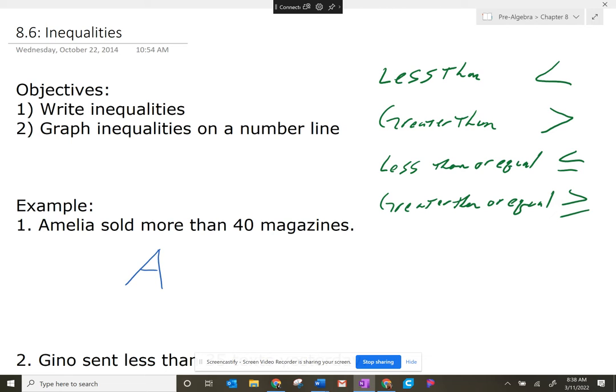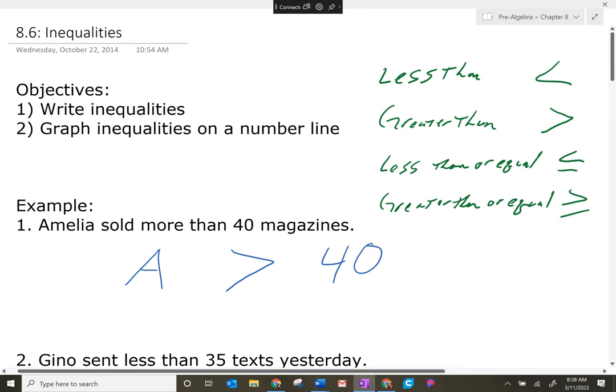Okay? It says Amelia sold more than. So out of these shapes here, which one am I going to use? Austin? The greater than symbol. Yep, greater than and more than are the same thing. So I'm going to say Amelia sold greater than or more than 40 magazines. For this first one, that's all I'm looking for.